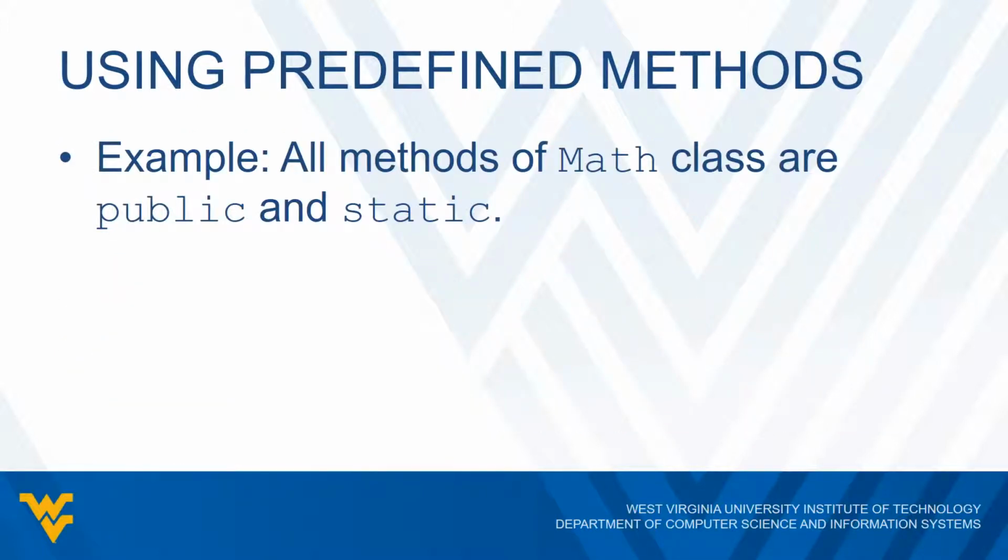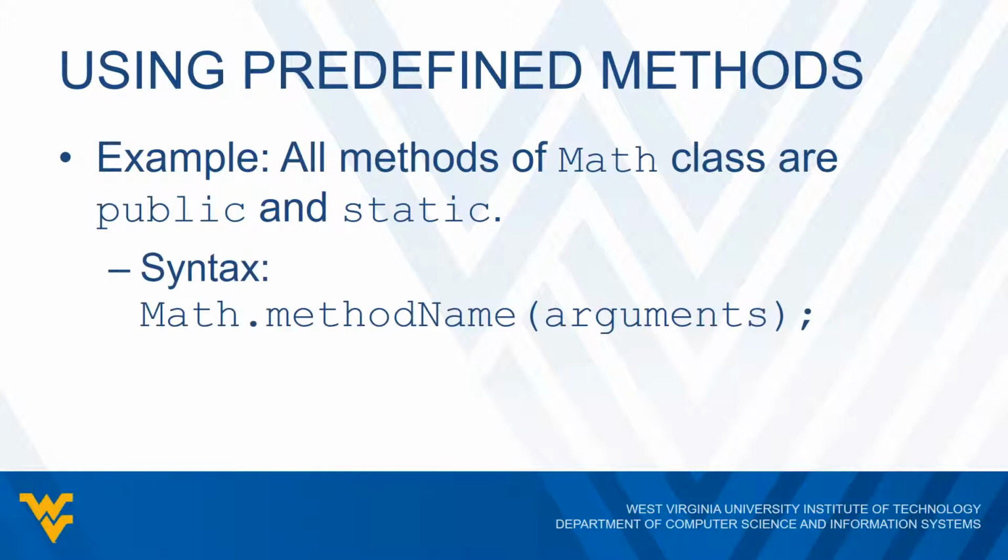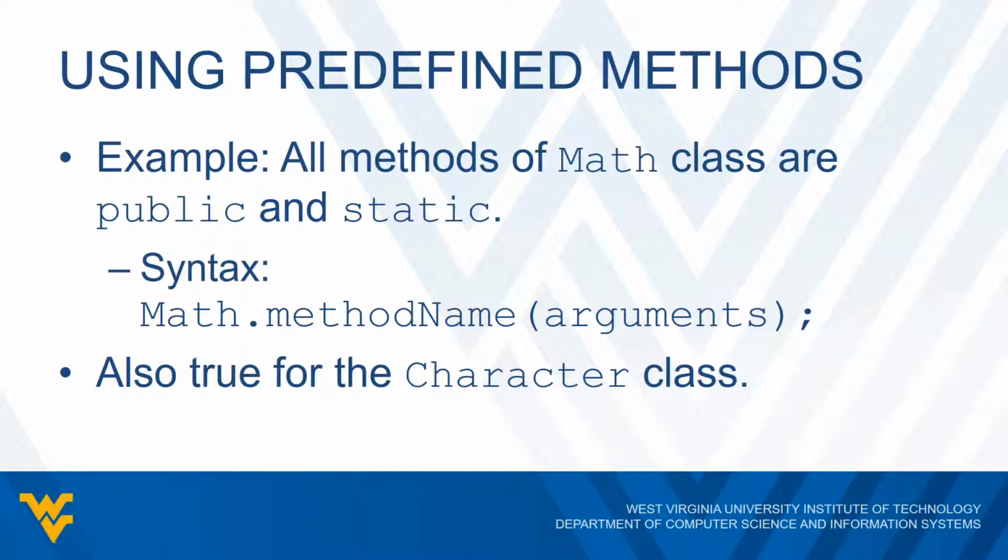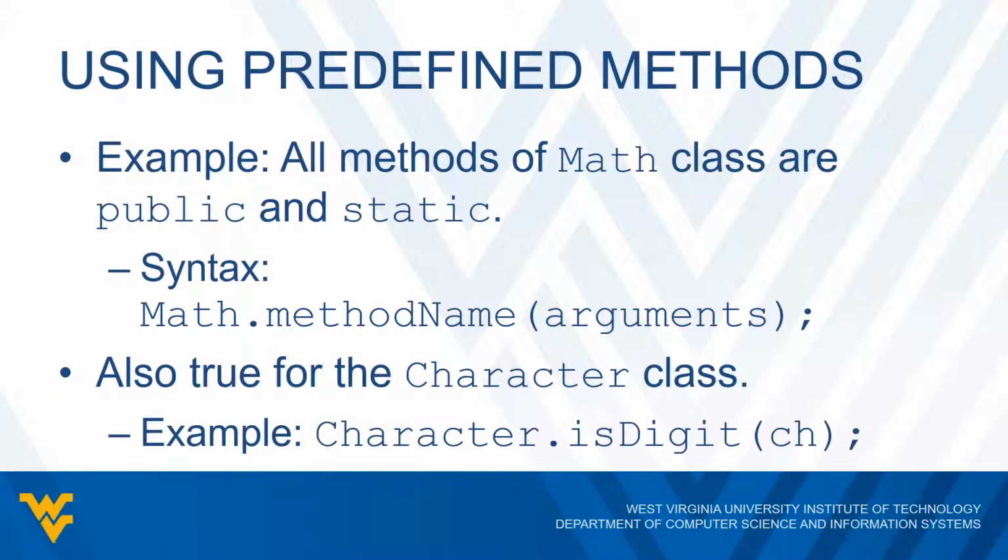For example, all the methods of the Math class are both public and static. Just to give you an idea of the syntax, we would say Math dot whatever method we have and then pass the arguments. For example, we can do Math.pow if we wanted to use the pow method. This is also true for the Character class. So we can do something like Character.isDigit and then pass some character variable as an argument.